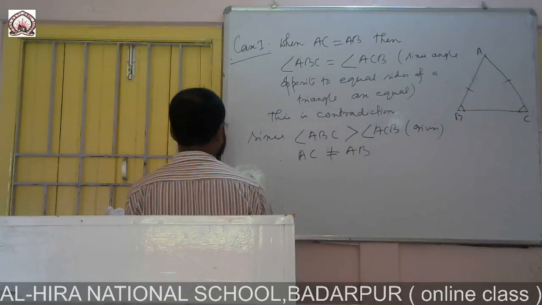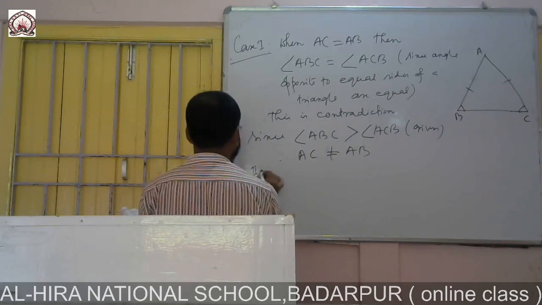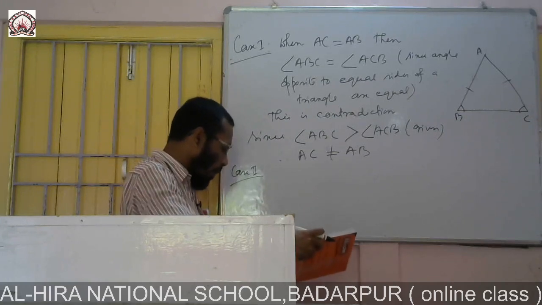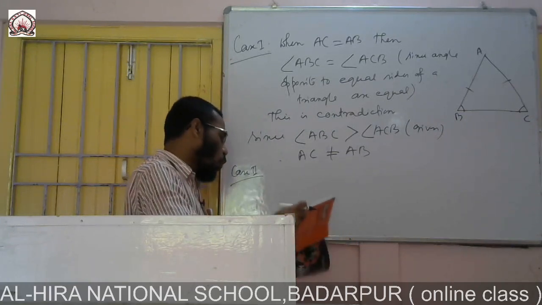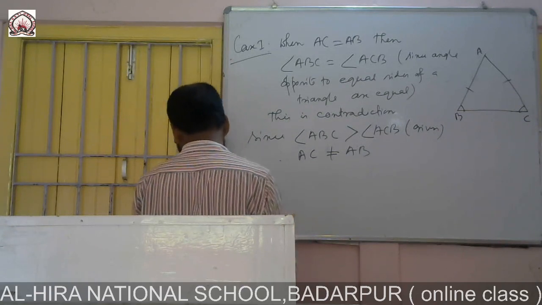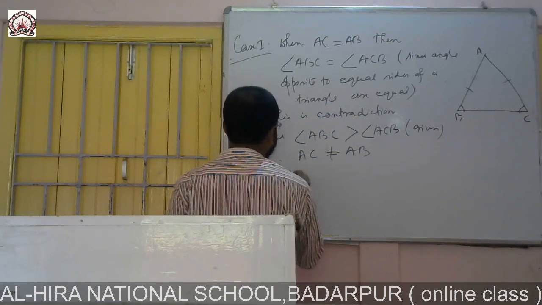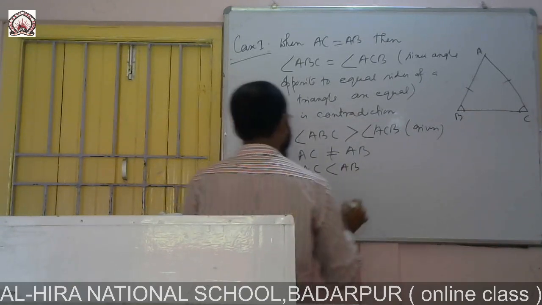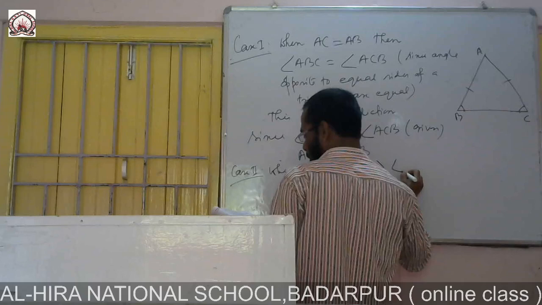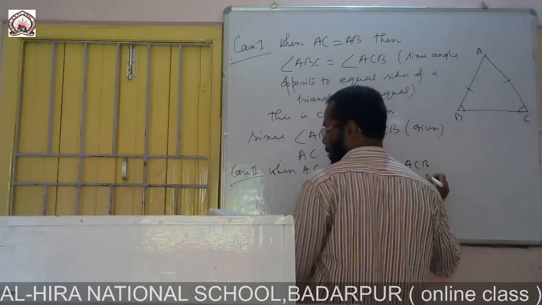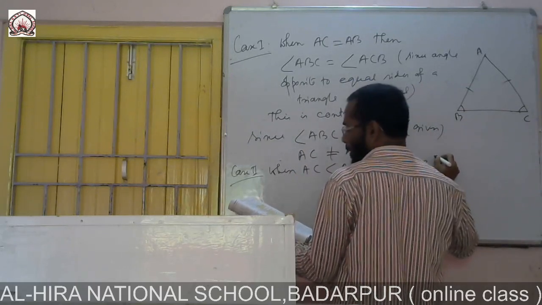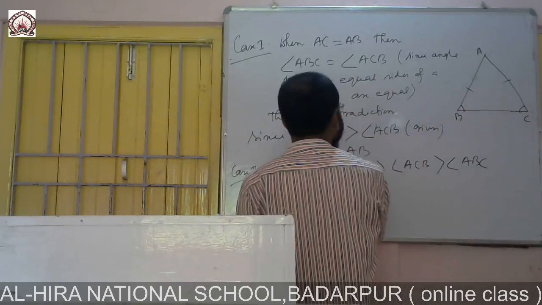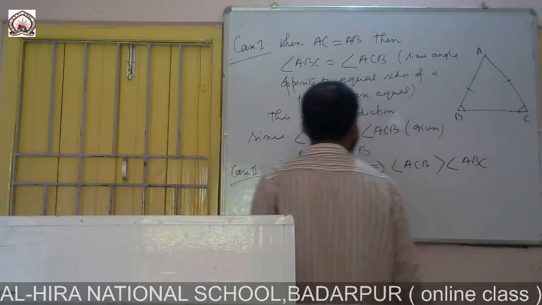So that is the first case. Now case 2. Case 2 is what? When AC is less than AB, then naturally angle ACB will be greater than angle ABC, because this side is less, so this angle will be greater.